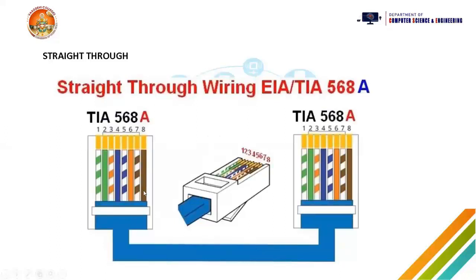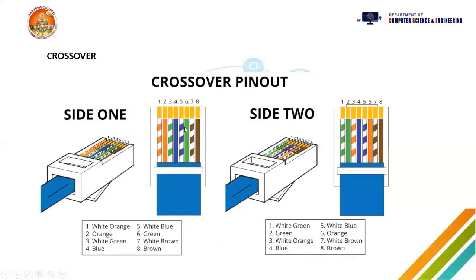So what are we doing in straight through? In straight through, the same color combination is followed at both ends. At the top end as well as the bottom end, we follow the same color combination. Whereas in crossover, we do not use the same. On one side we have one combination: white green, orange, white blue, blue, white orange, green, white brown, brown. At the other end we have white orange, orange, white green, and so on. Different combinations are used. That is what we mean by crossover.